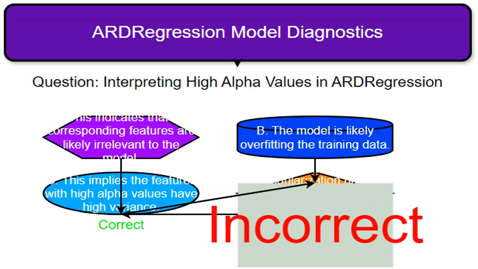This statement indicates that options B and C from the original question are incorrect interpretations of high alpha values in the context of ARD regression. It emphasizes the key point that high alpha values are associated with low variance and feature irrelevance. This is opposite to options B and C.